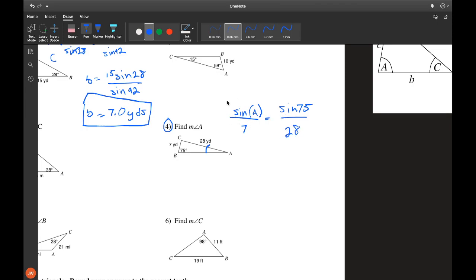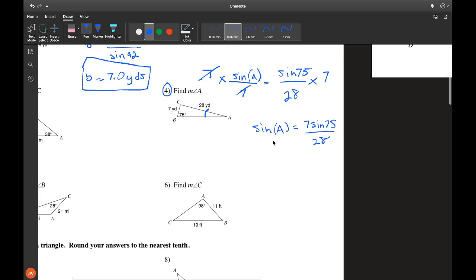Now, notice how we want to isolate A. We want to isolate this variable. So it's just division by 7. We don't want that. We multiply both sides by 7. Right? So sine A equals 7 sine 75 divided by 28.